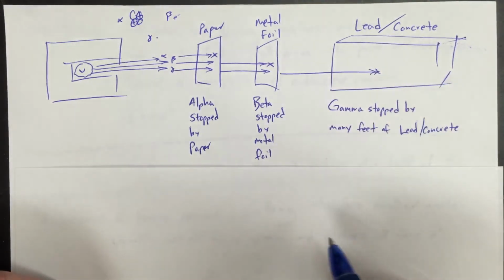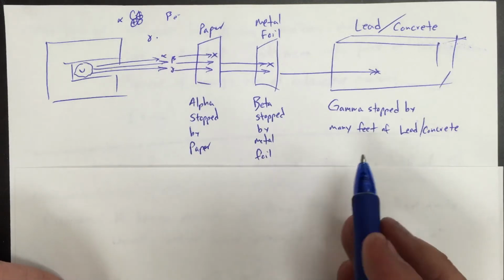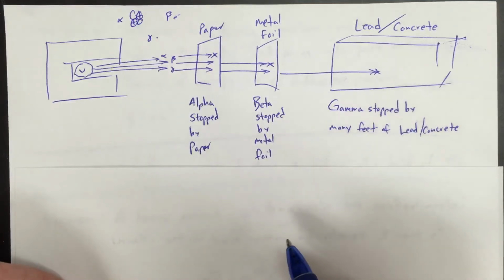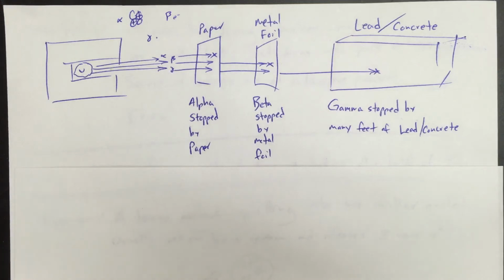Lead and concrete are just the go-to ones that are used because lead's very dense and concrete's pretty dense as well. So if you're underground under many feet of concrete, you can survive nuclear fallout because all that radiation is going to be stopped. So here's what can stop the 3 different kinds of radiation.